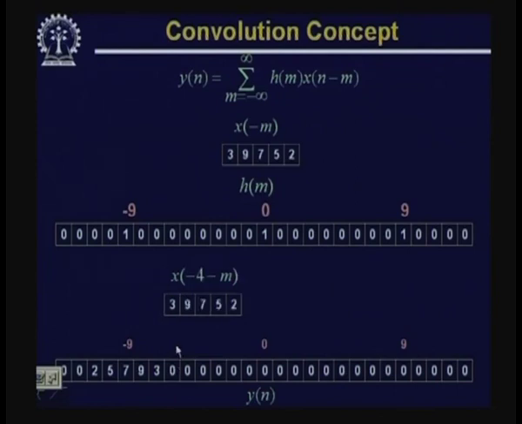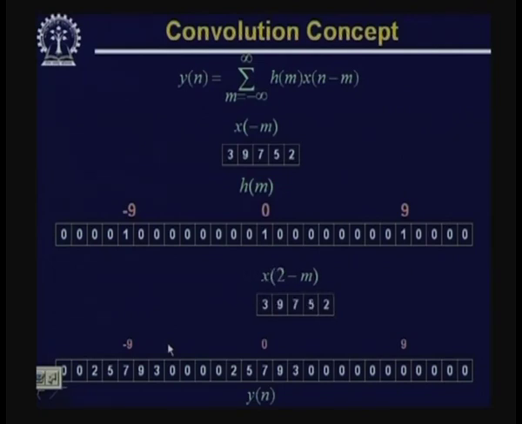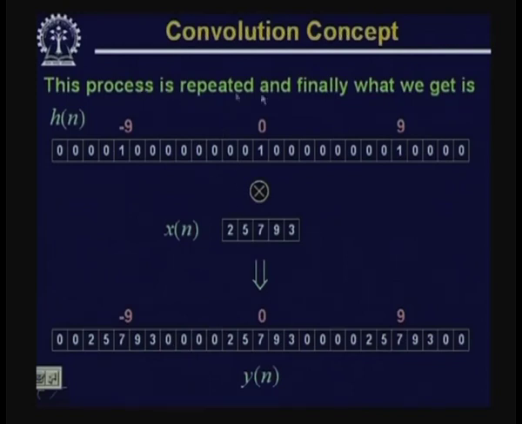If I continue like this, here again at n equal to minus 2, I get the value equal to 2, at n equal to minus 1, I get the value equal to 5, at n equal to 0, I get the value of 7, at n equal to plus 1, I get the value of 9, at n equal to plus 2, I get the value of 3, at n equal to plus 3, again I get the value of 0. So, if I continue like this, you find that after completion of this convolution process, h[n] convolved with x[n] gives me this kind of pattern.